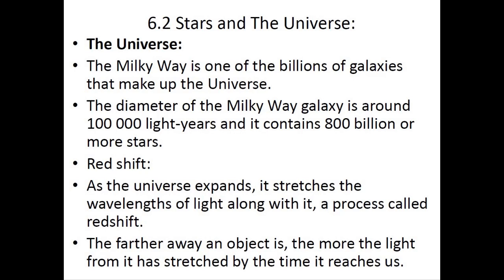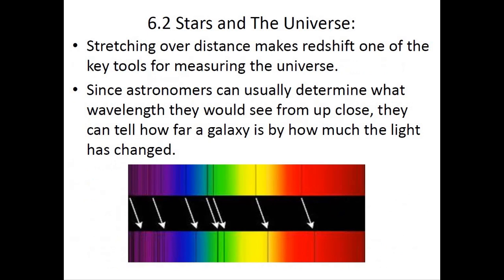Redshift. As the universe expands, it stretches the wavelength of light along with it, and this process is known as a redshift. The farther away an object is, the more the light from it has stretched by the time it reaches us here on Earth. So it basically moves towards the red part of the visible light spectrum, and that is known as a redshift.